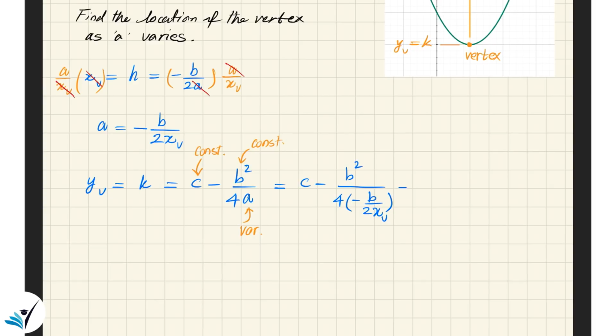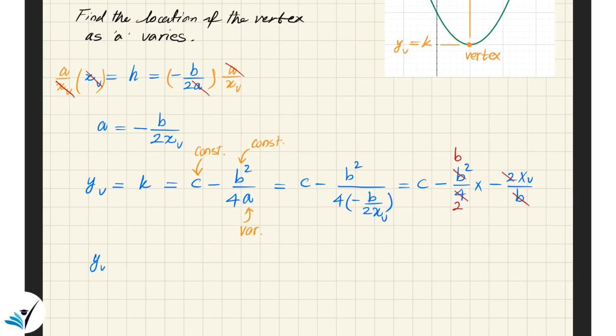Now we rewrite this equation in this way. We have c minus b squared divided by 4 multiplied by the reciprocal of the fraction in the denominator, which is negative 2 times x sub v divided by b. The 4 in the denominator will cancel out with the 2 in the numerator. So we have 2 here. And the b squared in the numerator will cancel out with the b in the denominator. We have b in the numerator as well.